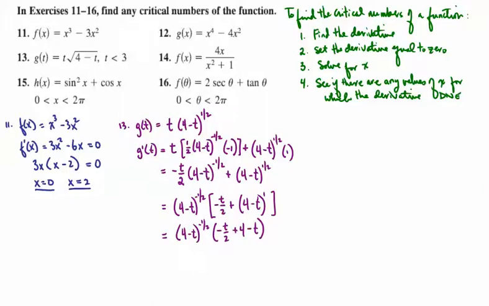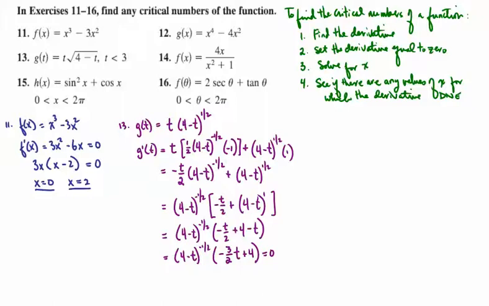And we'll simplify that a little more. Negative t over 2 minus t, that's a negative half of a t minus a whole of a t, so that's going to be negative 3/2 t. So we have 4 minus t to the negative 1/2 times negative 3/2 t plus 4. A lot of algebra involved there. So we factored it. Now we can set that equal to 0.